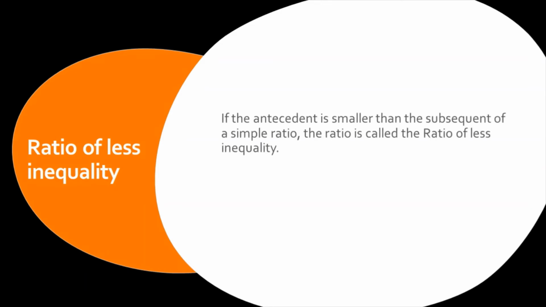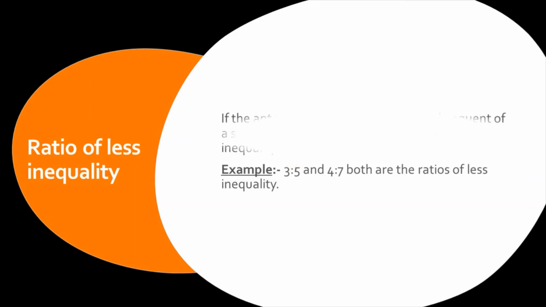Ratio of less inequality. If the antecedent is smaller than the subsequent of a simple ratio, the ratio is called the ratio of less inequality. Let's see an example. 3:5 and 4:7 are both ratios of less inequality, because here you can see the antecedents are less than the subsequents. So 3 is less than 5, and 4 is less than 7. So we can say these two are ratios of less inequality. This is the definition and this one is the example.